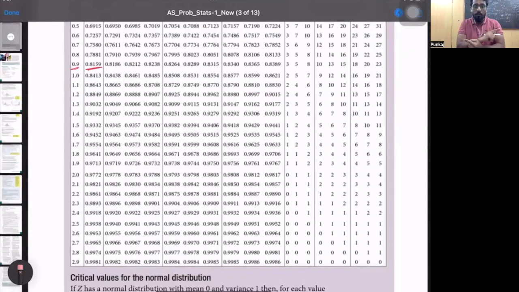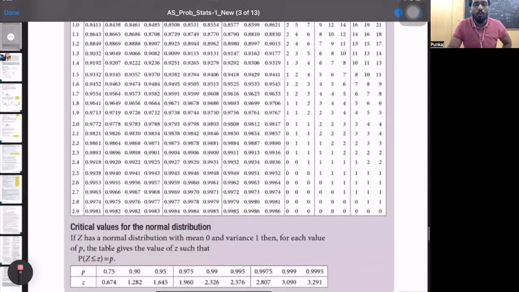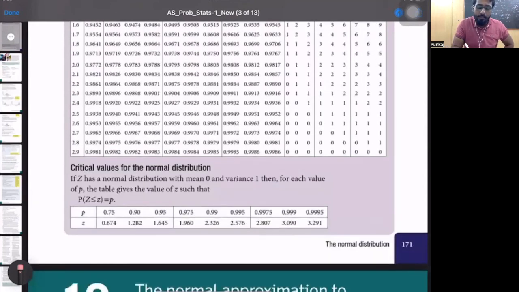So it's reverse now. Instead of finding the probability, the probability is given, we are going to find z. So it's the reverse way. So now we go inside the table and look for 0.9. In fact, it is not needed. You can see here, when the probability is 0.9, the value of z is 1.282.